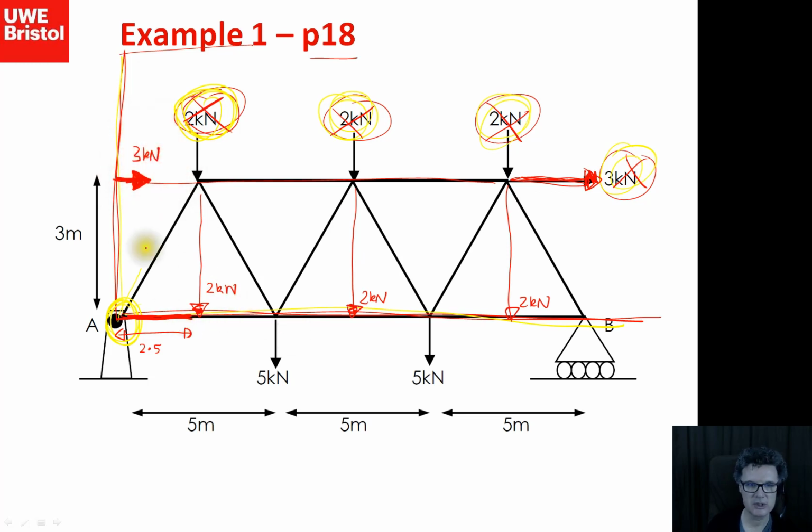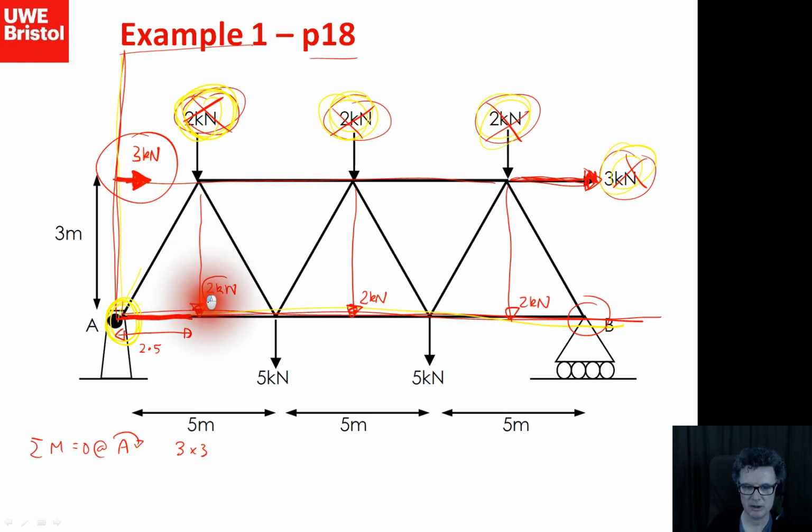So now you can see what we're going to do to sum up the moments to then work out what this reaction is. We would have sum of the moments at A, and we'll go around clockwise. So the first one that I see is this 3 kilonewtons, and I can clearly see its distance away from that y-axis there. So you've got 3 times 3. Okay, so that's the first one done.